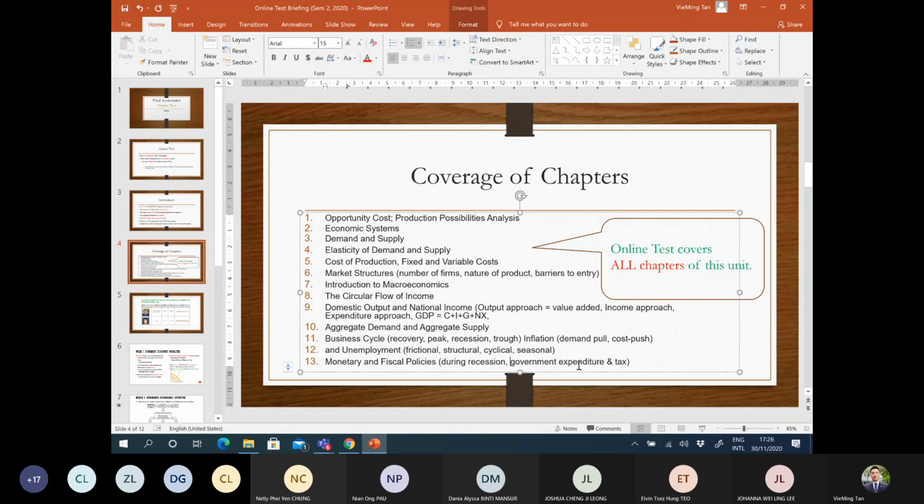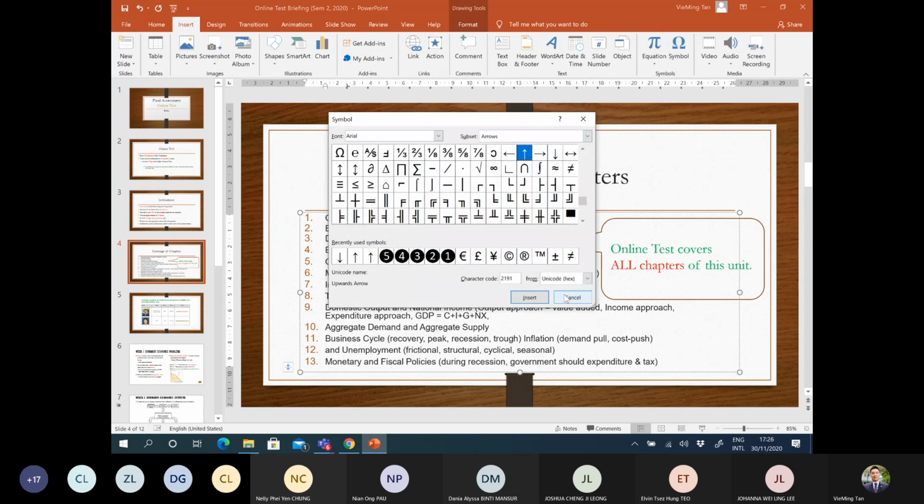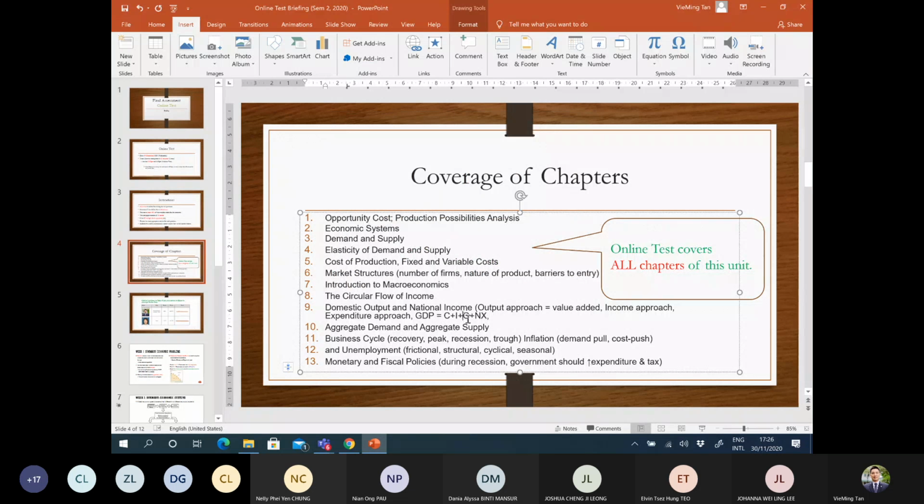I use symbols so that it's easy for you to understand. The government should increase expenditure. That means increase the G. Okay, increase this G so that the GDP will increase. In order to address the recession problem, increase expenditure.